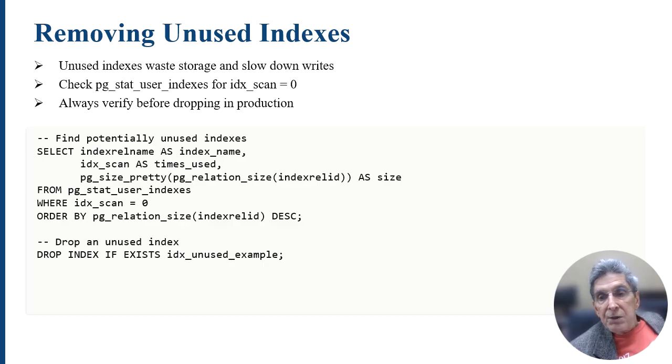Now, there are a few cautions here. First, the usage statistics in pg_stat_user_indexes reset when Postgres restarts, so an index showing 0 scans might just be because the server was recently restarted. Check over a reasonable time period. Second, some indexes might only be used during monthly or quarterly reporting runs. Dropping them because they were not used this week might be a mistake. And third, always verify in a development environment before dropping indexes.